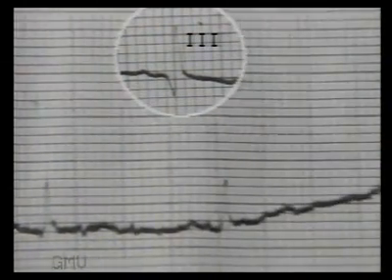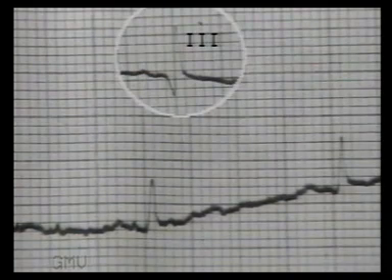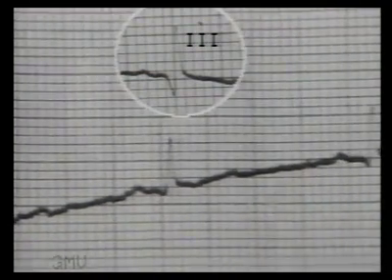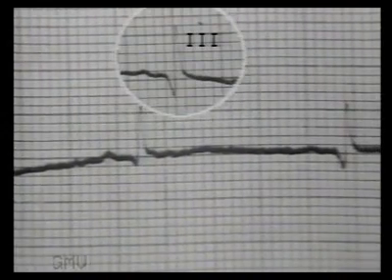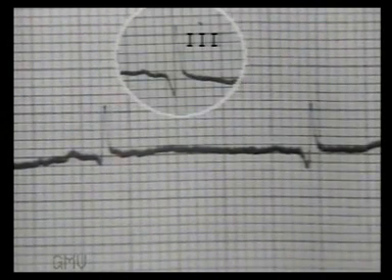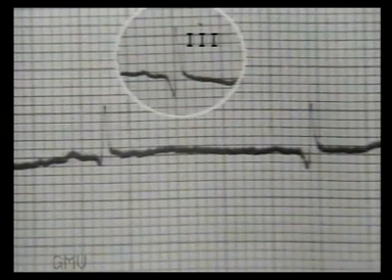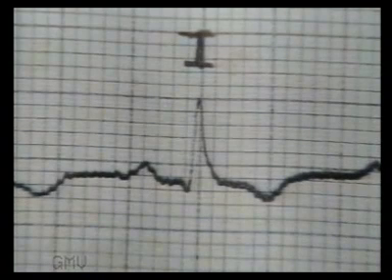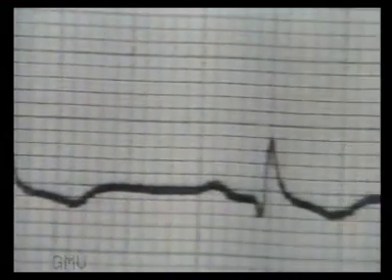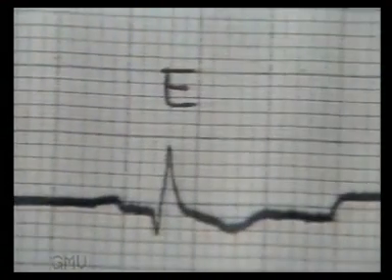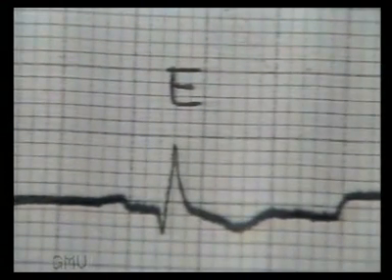In deep inspiration there is no Q wave, but on expiration the Q wave reappears. This is a normal non-pathological Q wave. So if Q wave is seen only in lead 3, take a tracing in deep inspiration. Now see another tracing. No Q wave in inspiration marked I, and note the appearance of Q wave during expiration.